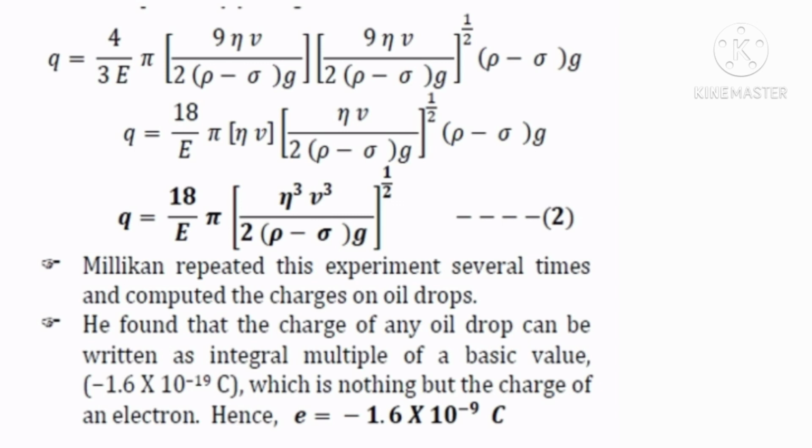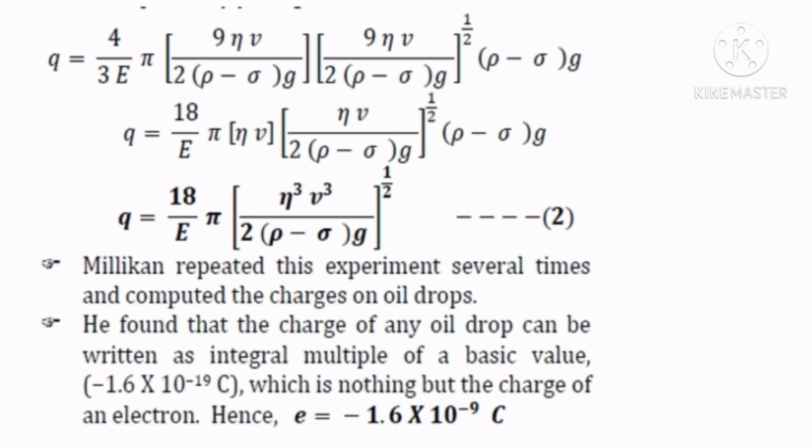So the equation becomes Q is equal to 4 by 3 E into pi into 9 eta V by 2 into (rho minus sigma) into G into (9 eta V by 2 into (rho minus sigma) into G) the whole power 1 by 2 into (rho minus sigma) into G. After simplification, we will get Q is equal to 18 by E into pi into (eta V by 2 into (rho minus sigma) into G) the whole power 1 by 2 into (rho minus sigma) into G.